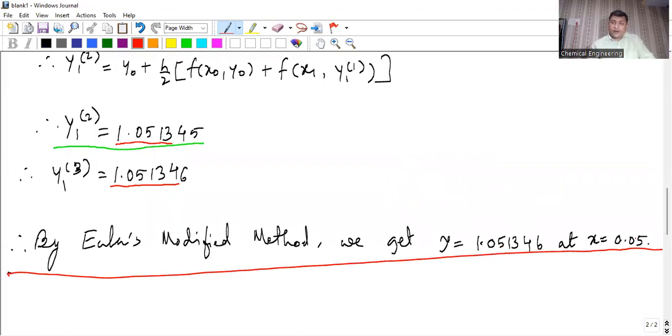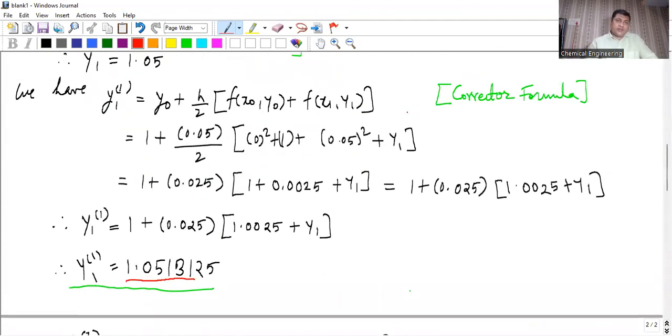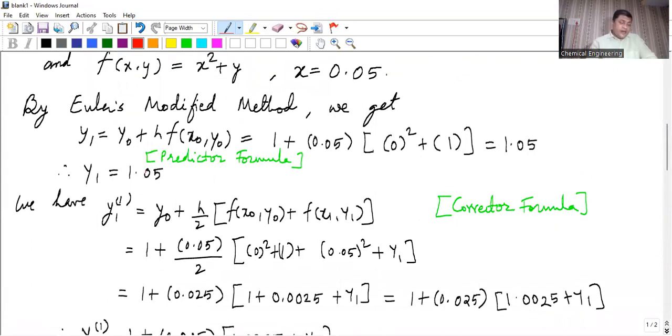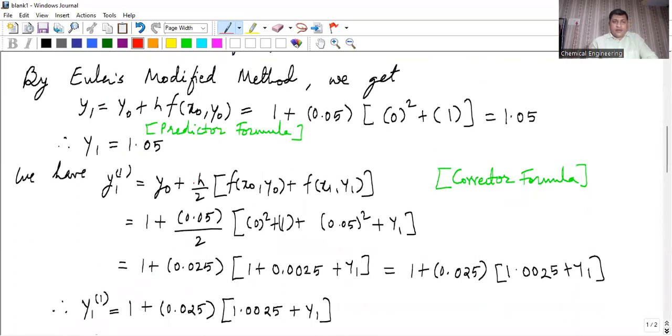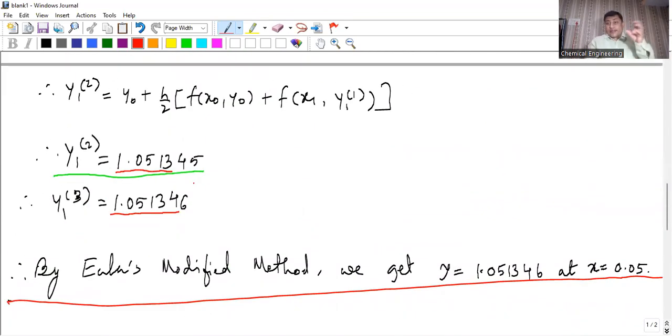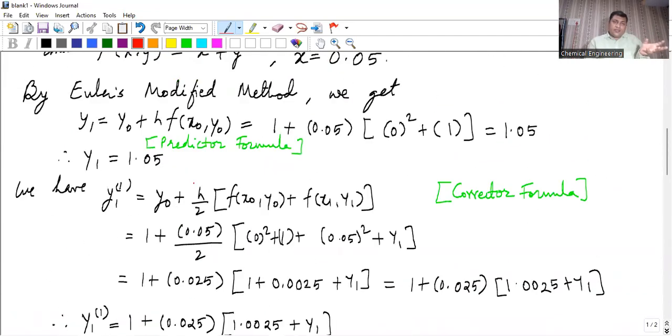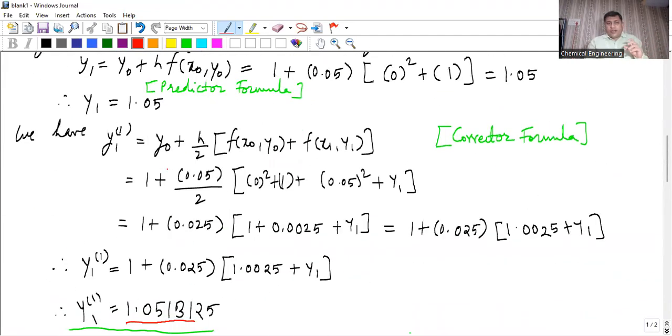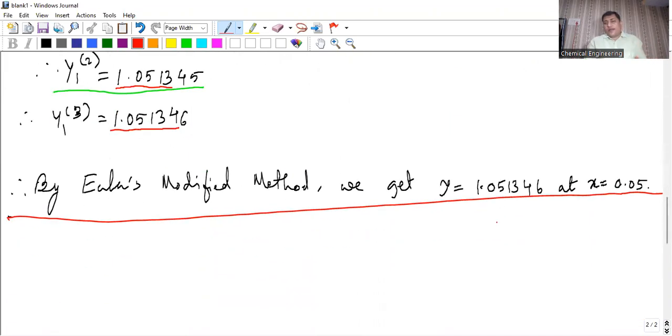So you got the idea how the Euler modified method is improving the accuracy. Euler method is predicting the value, and that is 1.05. Then this modified method is correcting that value. So here we stop with 10 raised to minus 5 accuracy, but we can go further. We can improve it up to 10 raised to minus 10, 10 raised to minus 30, and like that. Whatever accuracy we require, we can improve up to that point.